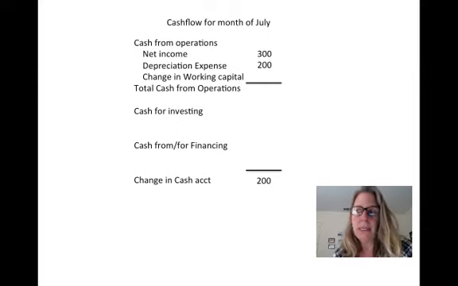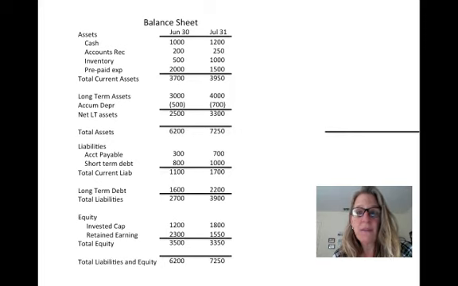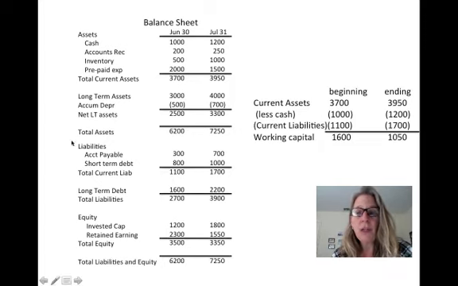Working capital is defined as current assets minus current liabilities. But in this case, we want to exclude cash because the cash account is the thing that we're trying to reconcile. So we're going to take all of the current assets, these numbers here. We're going to take out the cash because we want to exclude it, and we're going to take out current liabilities because working capital is defined as current assets minus current liabilities. So we do this for the beginning balance, the June 30th numbers, and we do this for the ending balance, the July 31st numbers, these values here.